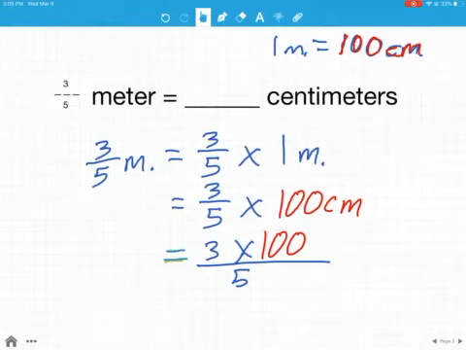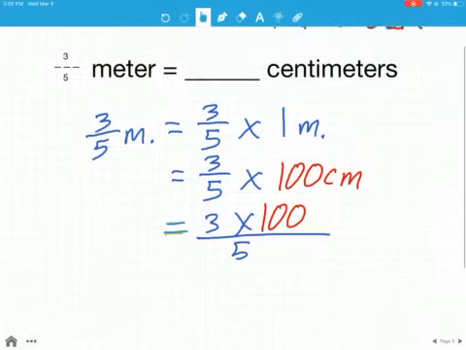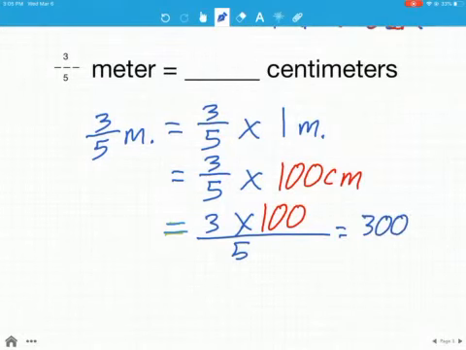Now, some of you like to do it where you know 300 divided by 5 and do it that way, and that's fine. I have no problem with you doing that. If you want to go that route, go ahead and do it. 300 divided by 5 and figure that out. I'm going to show you the shortcut, the cancellation.